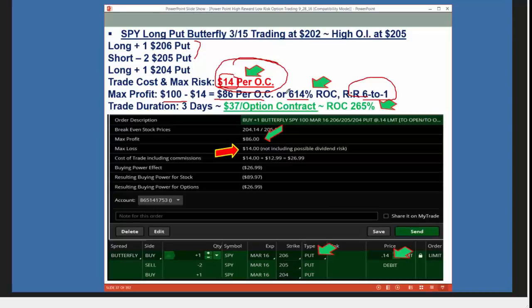Now, you'll never usually ever make that full theoretical profit, but think about it. If you can make 20% of that, 30%, 40% of that, these are great payoffs. Now, this was a 3-day duration, and this trade ended up making $37 per option contract on a risk of $14. So that's a 265% return.